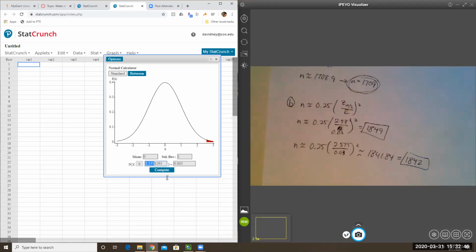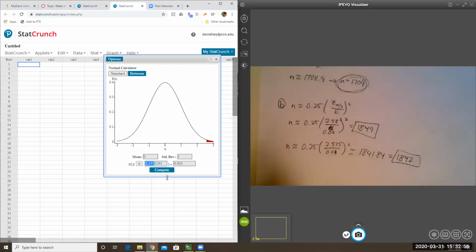Anyway, I hope that helps. I know it's a little frustrating because, you know, the book is sometimes using charts and stuff to get the values, and we're using StatCrunch every time. But anyway, yeah, hope that helps.